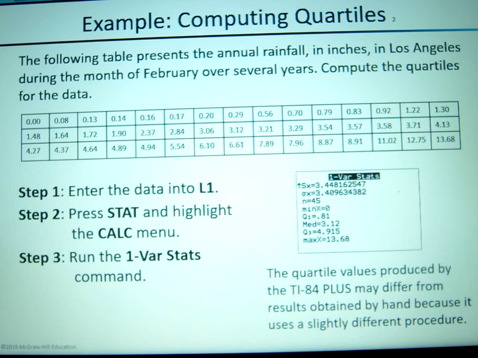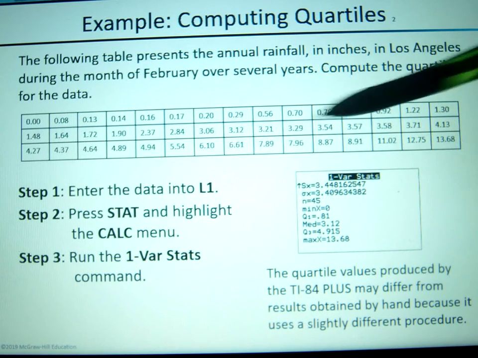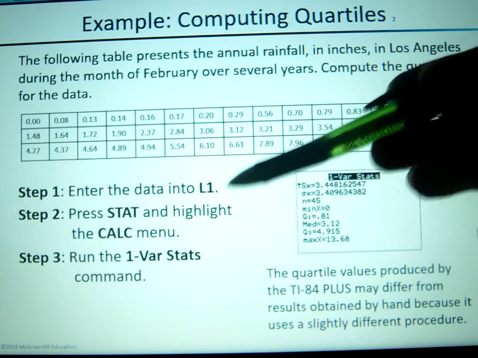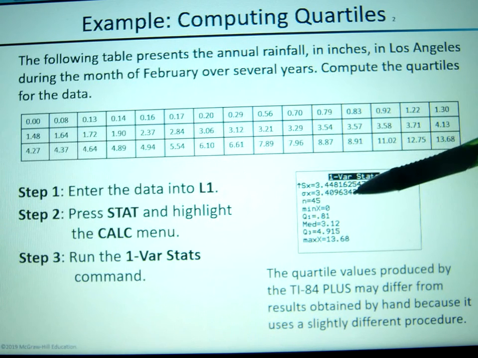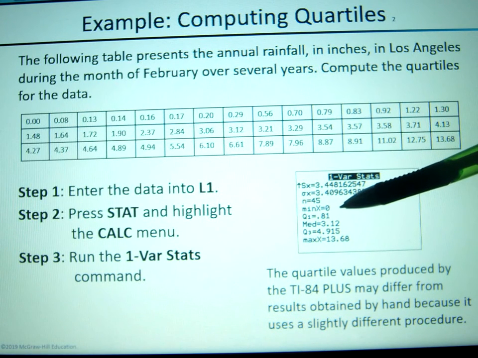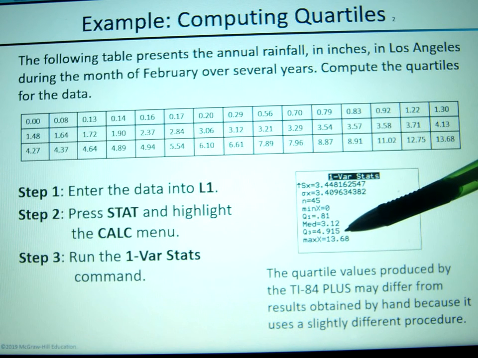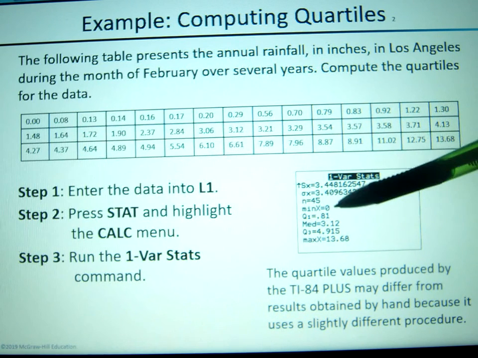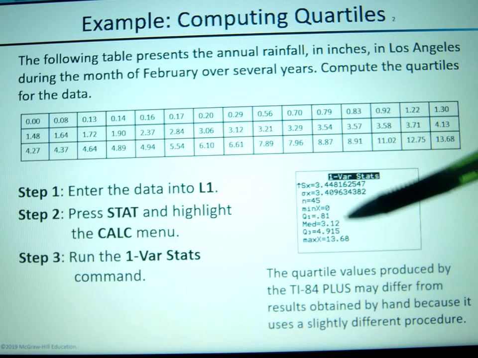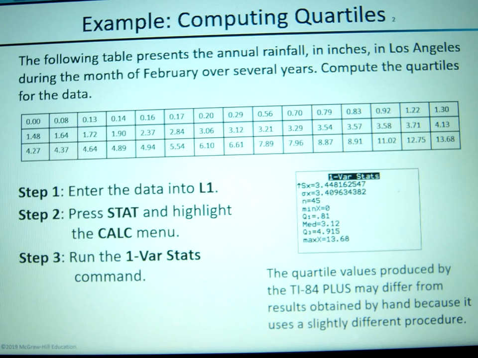And then once you do that, make sure you put the data in L1, of course. And then you come down here, and you will see here's your minimum, here's your first quartile, here's your median or your second quartile, here's your third quartile, and then here's your max. So right here are the numbers that you need for what we're going to look at in a minute, which is called your 5-number summary.